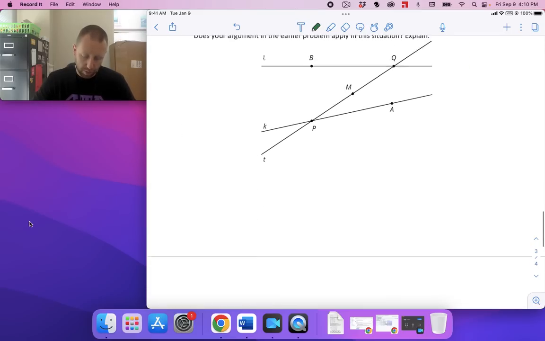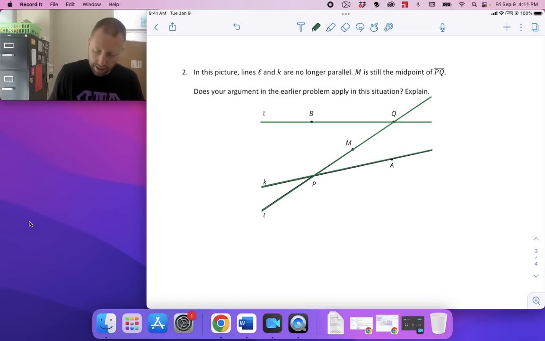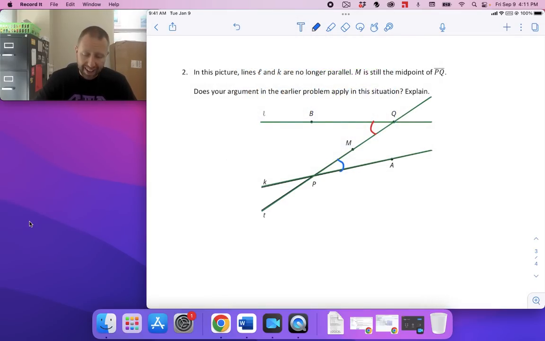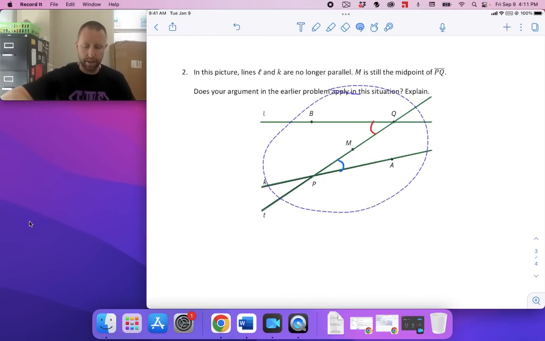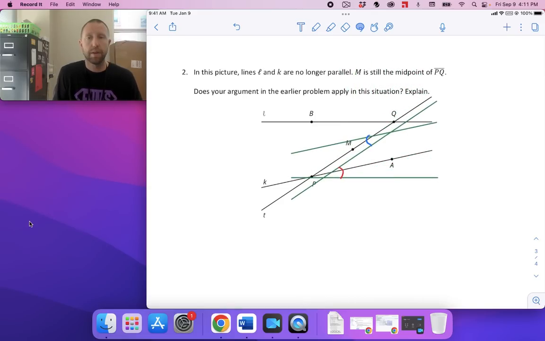Says for number 2 here, in this picture, lines L and K are no longer parallel. M is still the midpoint. Does your argument in the earlier problem apply in this situation? Okay, well, let's see. I'll just trace it out. Try and be as exact as I can. See if the iPad will help me out here. Let's do red on top, blue on the bottom. If I spin this 180 degrees, I just spin it till the transversal lines up back on itself again, right?